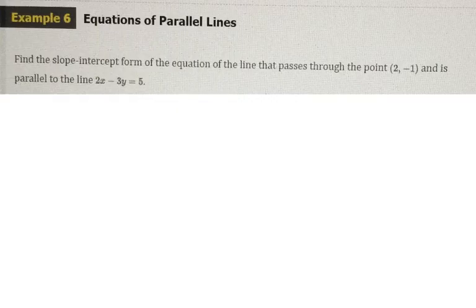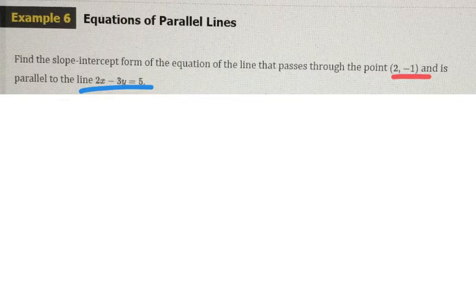So it tells me to find the slope-intercept form of the equation of a line passing through a point, (2, -1), and parallel to the line 2x minus 3y equals 5. Okay, so I have to find the equation of a line given a couple of things. I know that my line has to go through this point, and I know that it must be parallel to this line. Okay, let's start with the blue statement. What does it mean if my line is parallel to that line? It means they have the same slope. So I'm going to take what I have underlined in blue and find the slope. That's my first step.